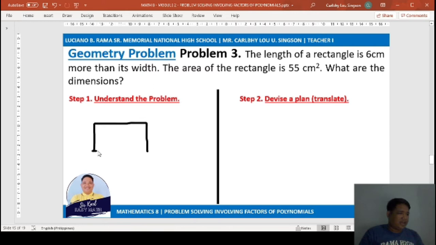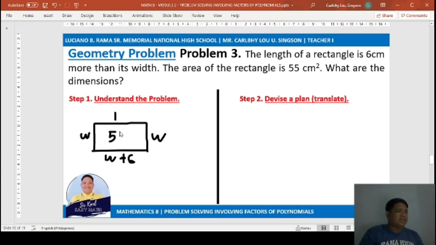Say that this is the rectangle. Now this is the length and this is the width. So the length of the rectangle is 6 centimeters more than its width. So if this is the width, W, then the length is just W plus 6. And the total area of the rectangle is 55 square centimeters.